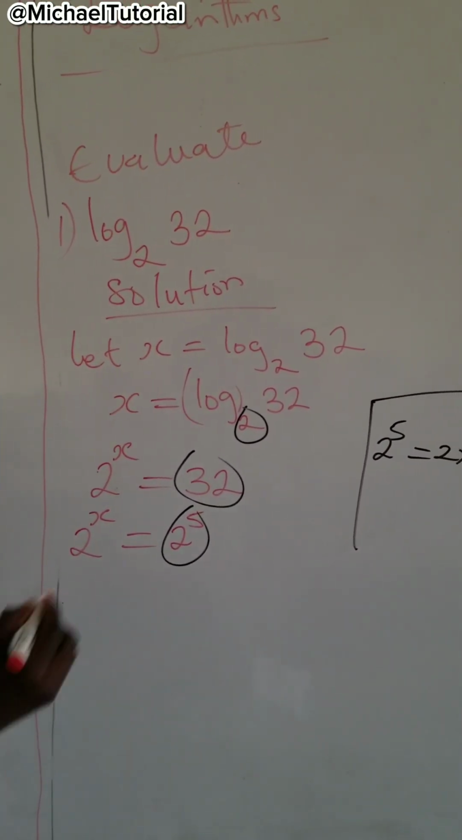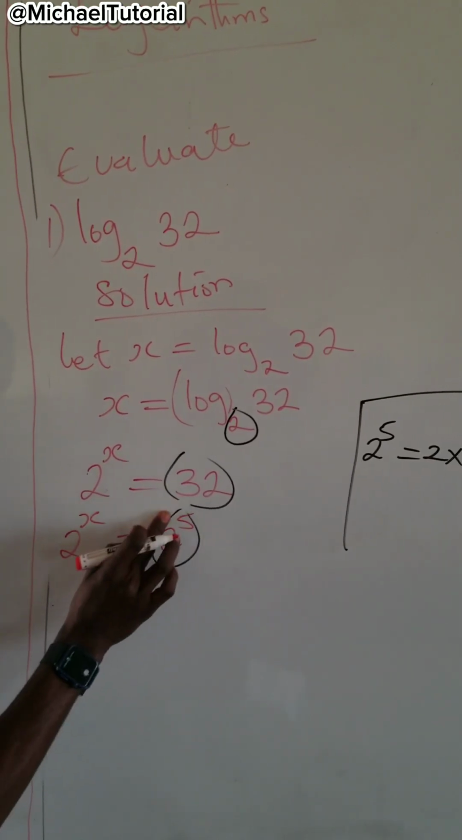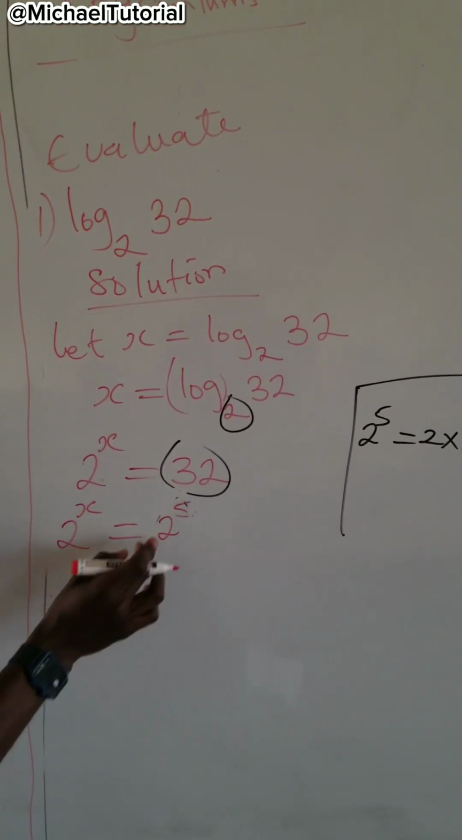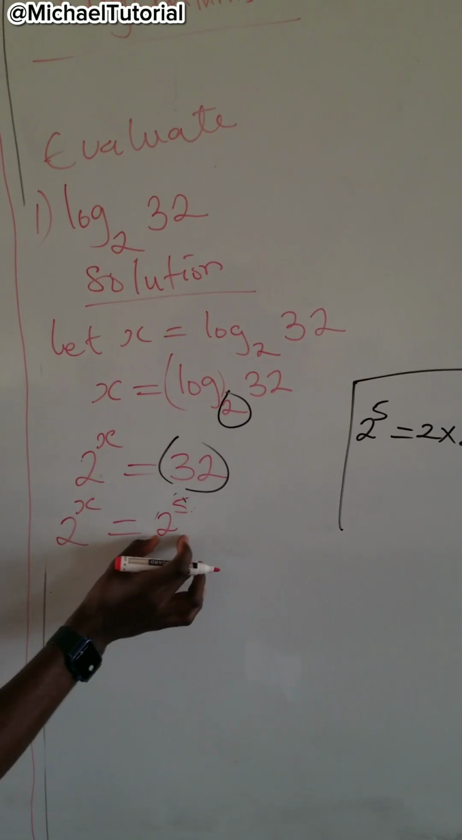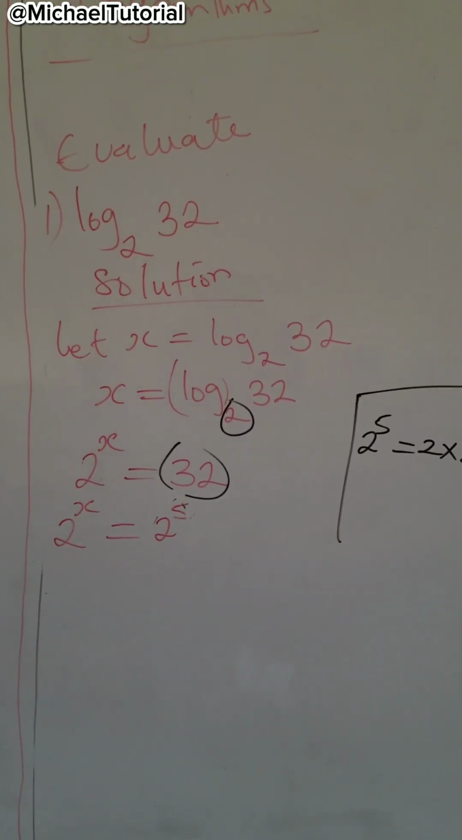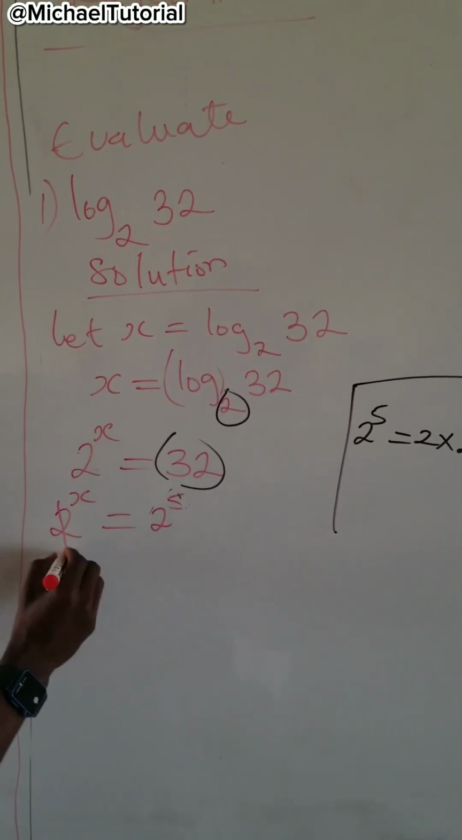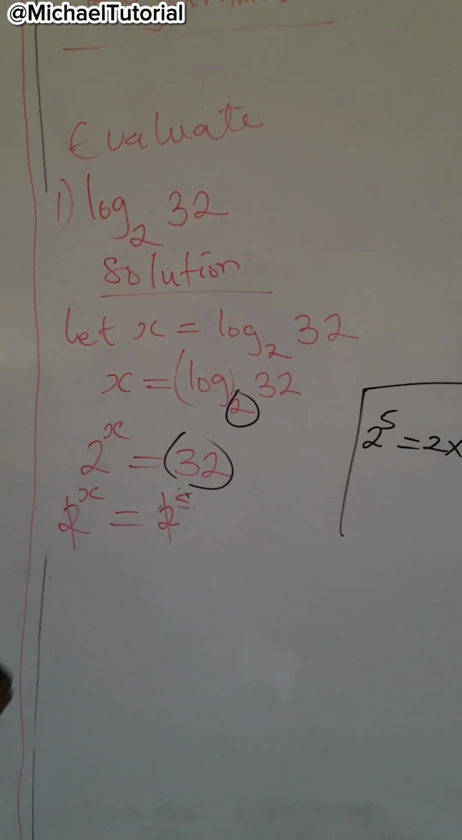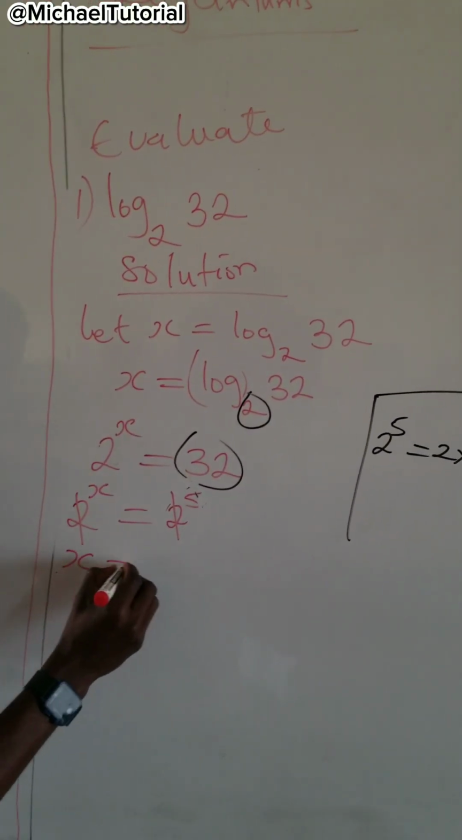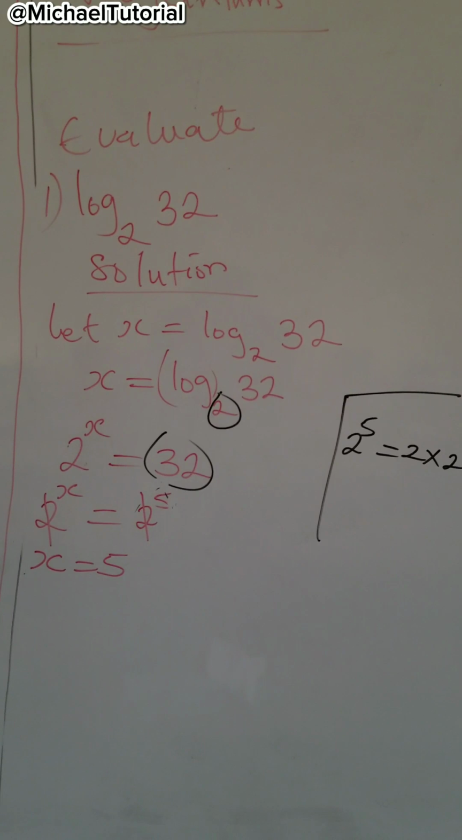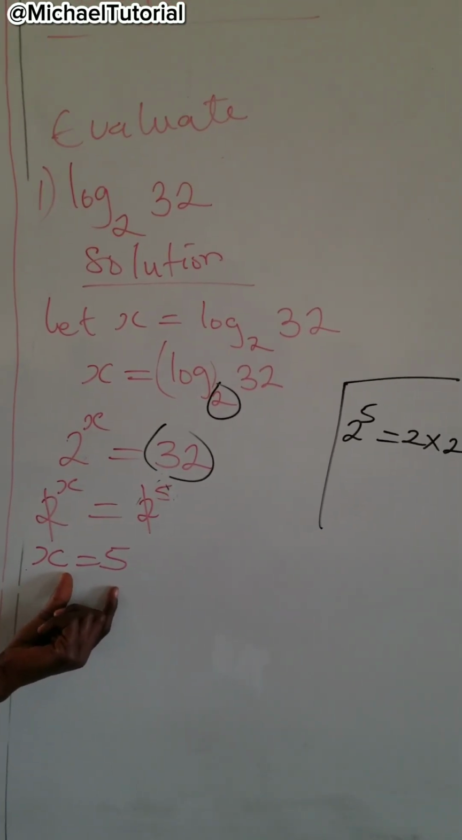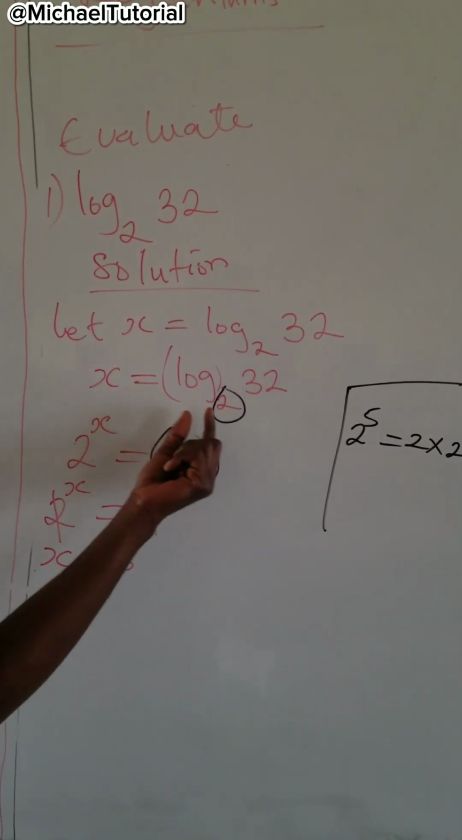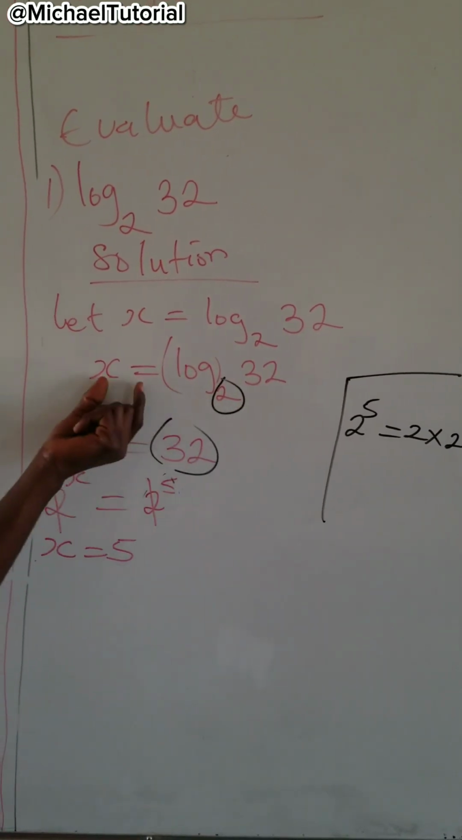Now you have 2 to the power of x and 2 to the power of 5, equating each other. Now strike the 2s out, and we'll be having x is equal to 5. This is what we are looking for. The log in base 2 of 32 is equal to 5.